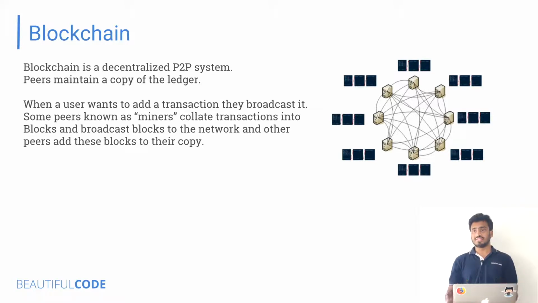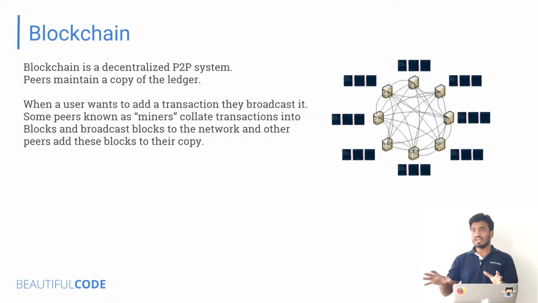Blockchain is a peer-to-peer system. Every peer has their own copy of the ledger. Because it's an anonymous system, we don't want to trust other people to maintain it, so we maintain it ourselves. How it works is that when a user wants to add a transaction to the list, they'll broadcast the transaction to the network.